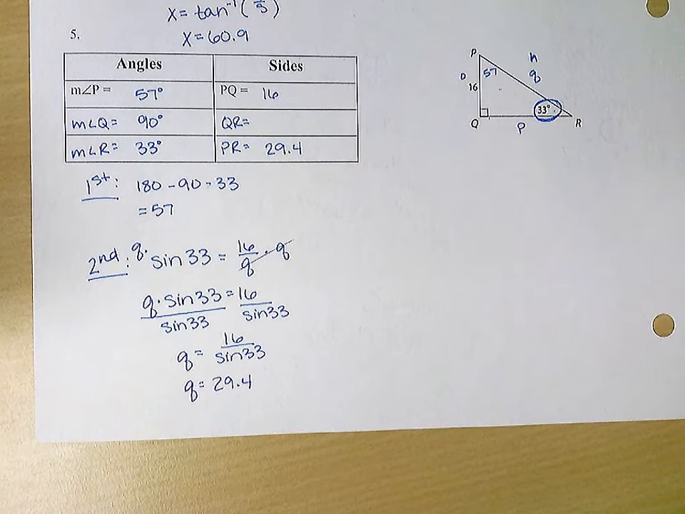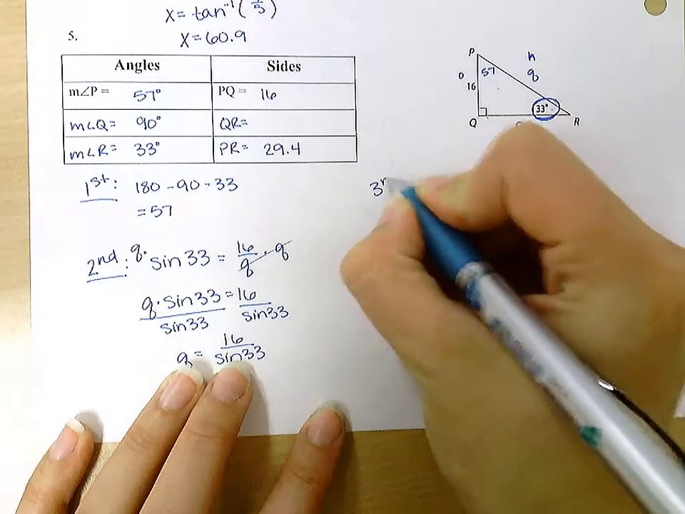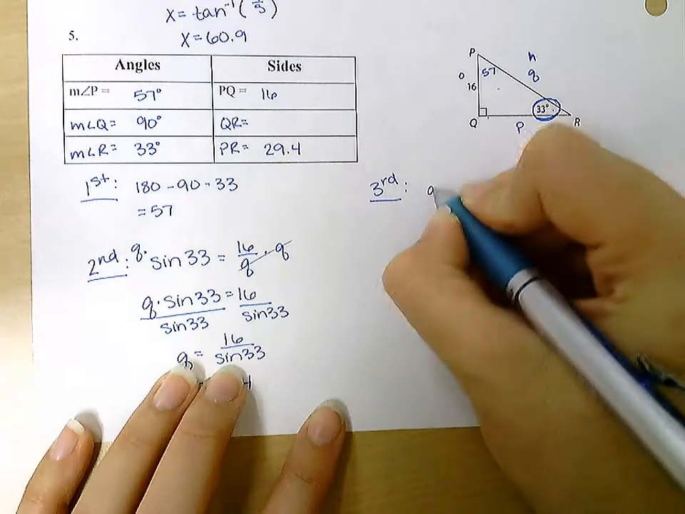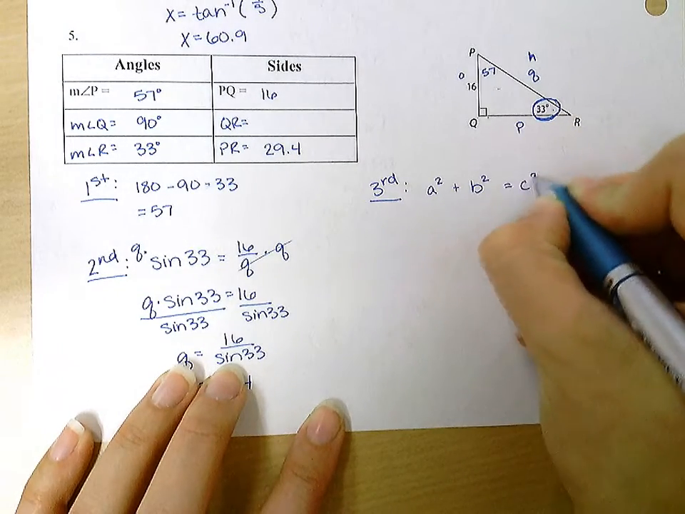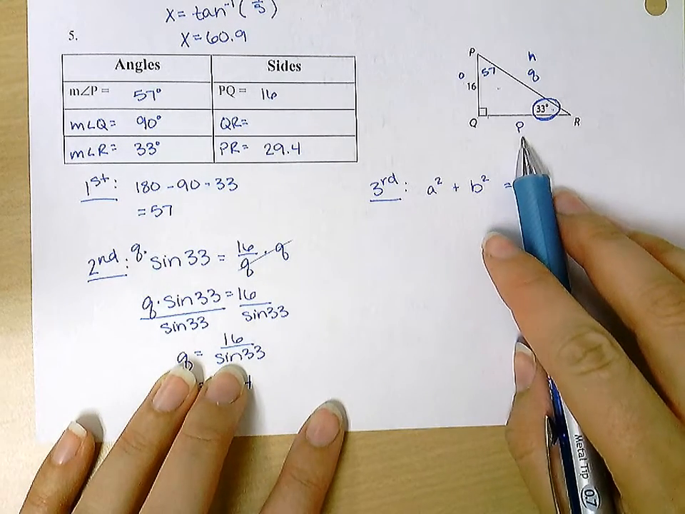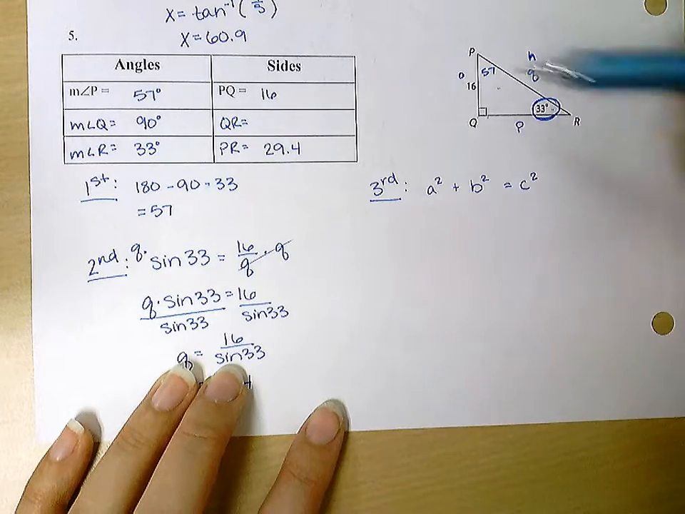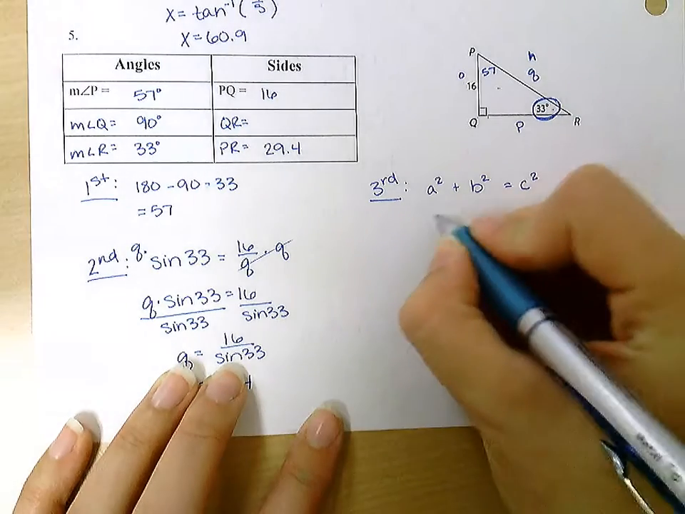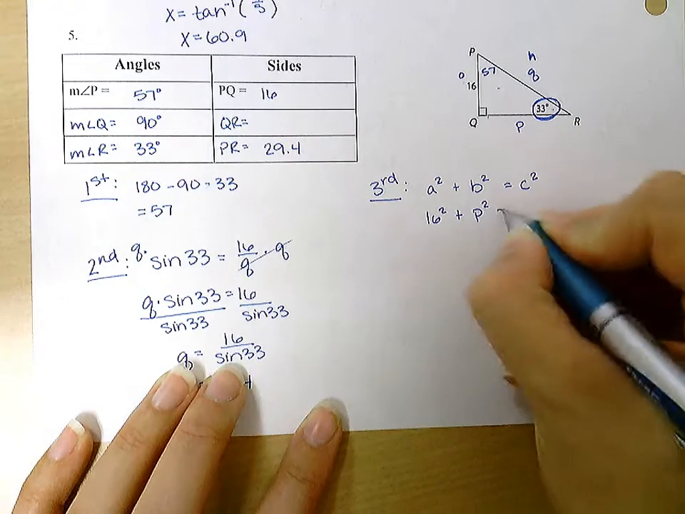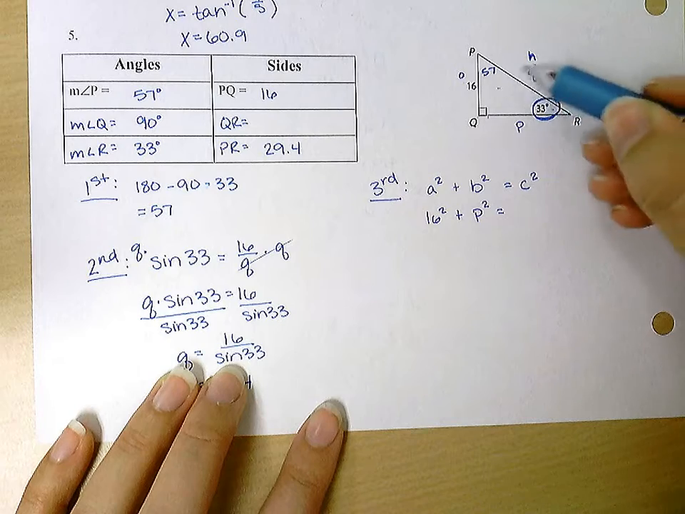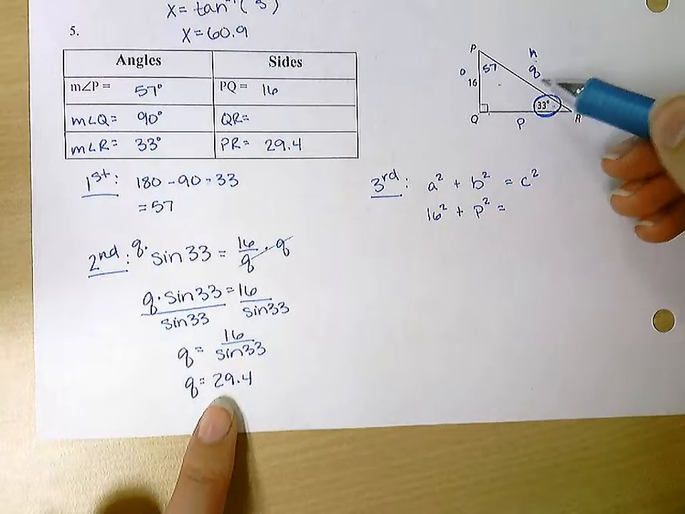Now if I have two sides of a right triangle, what can I use to solve for the third? You can use the Pythagorean theorem. If you like trig ratios better, you can use trig ratios. It does not matter which you use. So we can use the Pythagorean theorem to find that final side of P. Our A and B values are 16 and P. So we have 16 squared plus P squared is equal to our C value, this Q, which we just found to be 29.4.